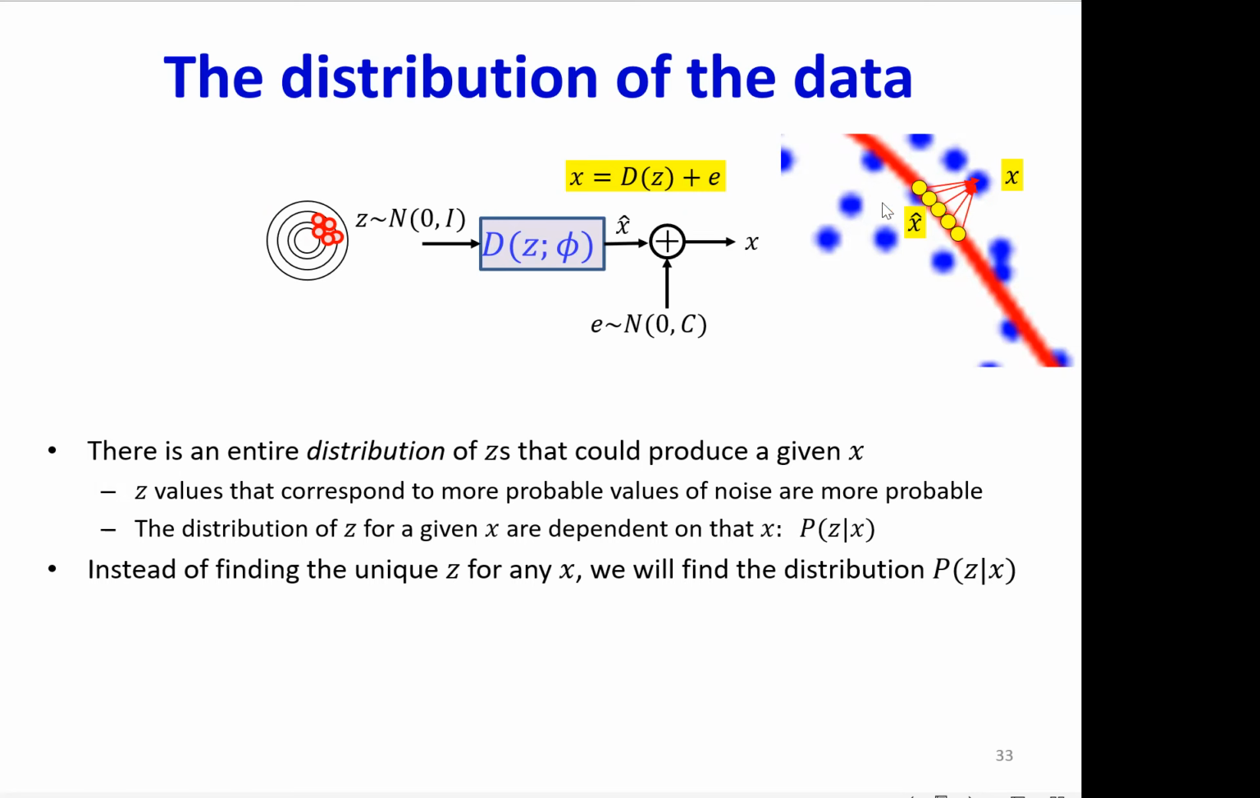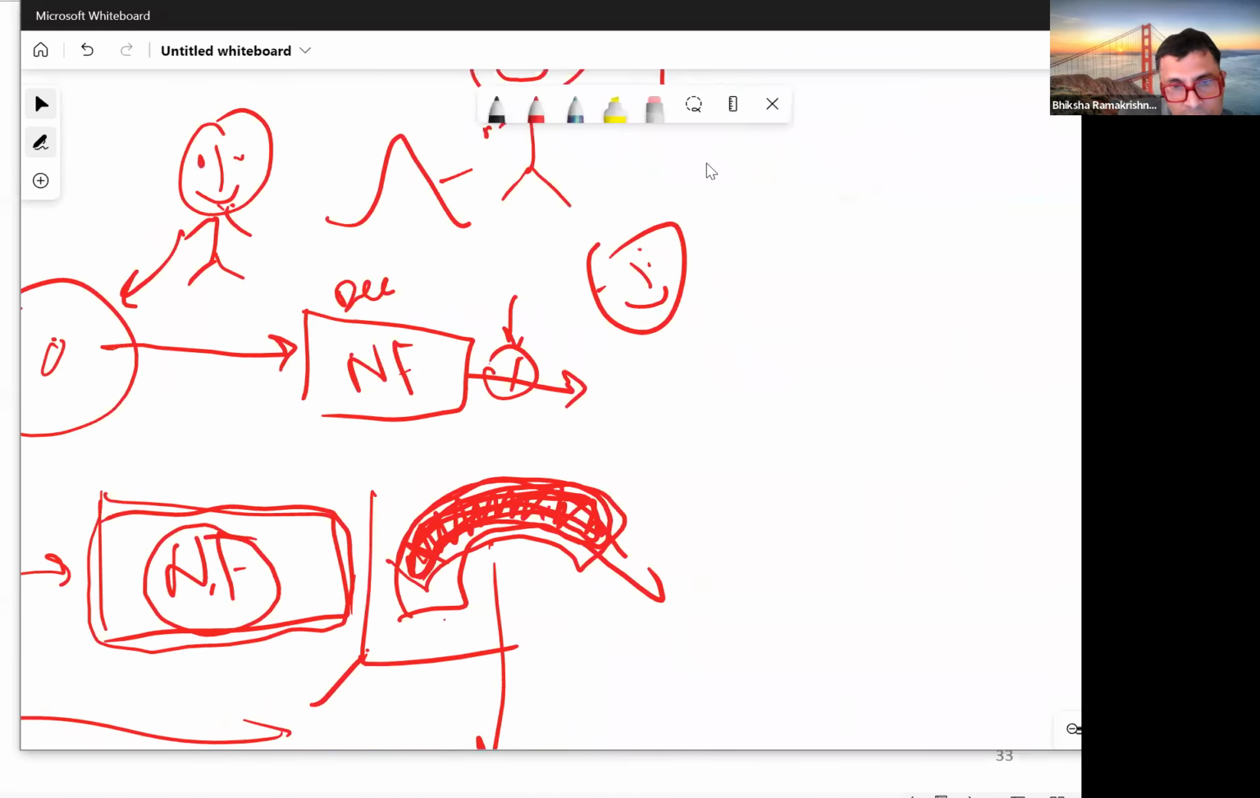Now, given D, it's mathematically possible to try to come up with formulae for the conditional distribution of Z given X. So what is it we are going to do? Here's what we're going to do.